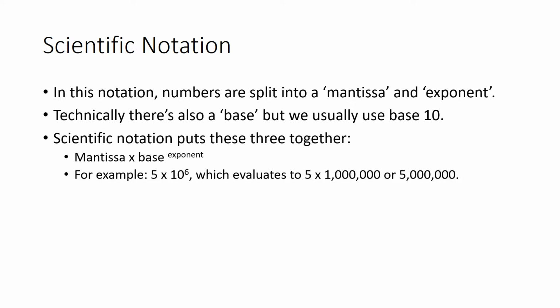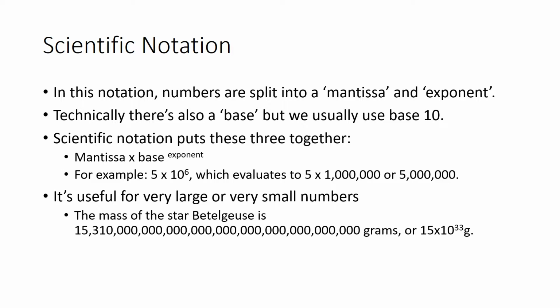That is the same as saying 5 times 1 million, because 10 to the power 6 is a million. Effectively, when you see that number, 10 to the 6, it tells you how many zeros you've got at the right-hand side of that multiplication. So 10 to the 6, you've got a 1 with 6 zeros, or a million. So 5 times a million, 5 million. 5 times 10 to the 6 is 5 million. Useful for very large or very small numbers.